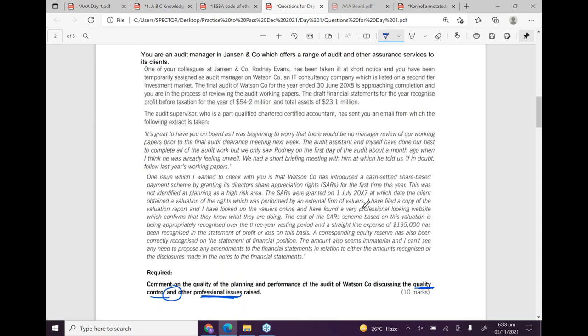Right now, I want you to start reading from the very first line. Tell me where quality has been compromised, so what, and any professional issues that you've picked up. Professional could mean audit has been done incorrectly or accounting issues were not identified. You can start now, guys.